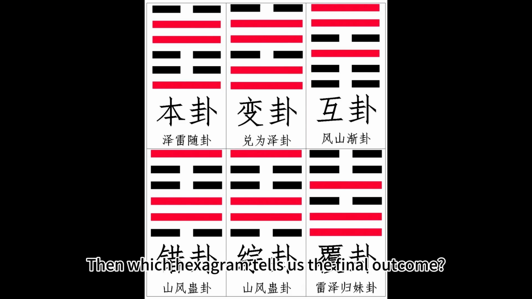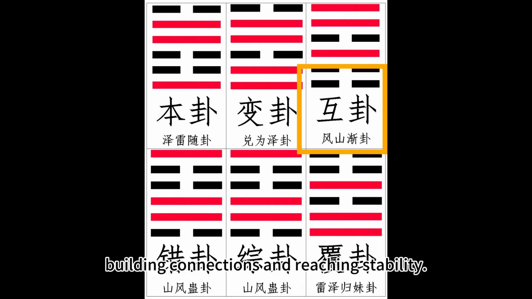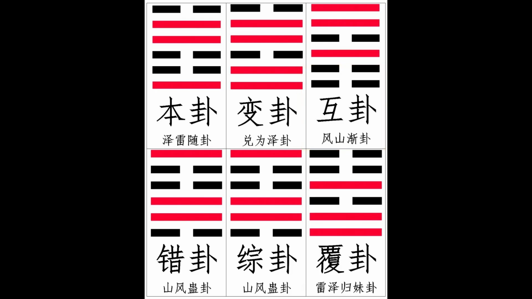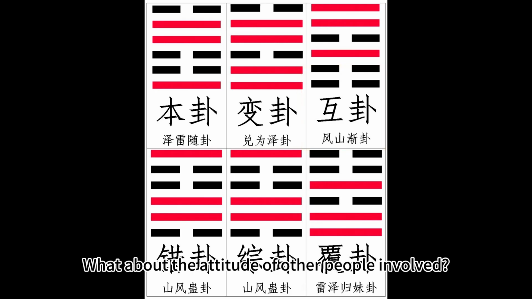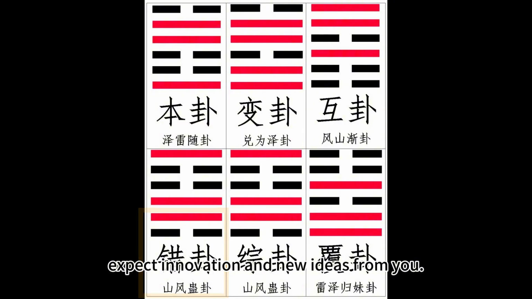Then which hexagram tells us the final outcome? The transformed hexagram. It points to where the situation is heading, forming support, building connections, and reaching stability. What about the attitude of other people involved? This is shown by the opposite hexagram. It reveals that others may actually expect innovation and new ideas from you.